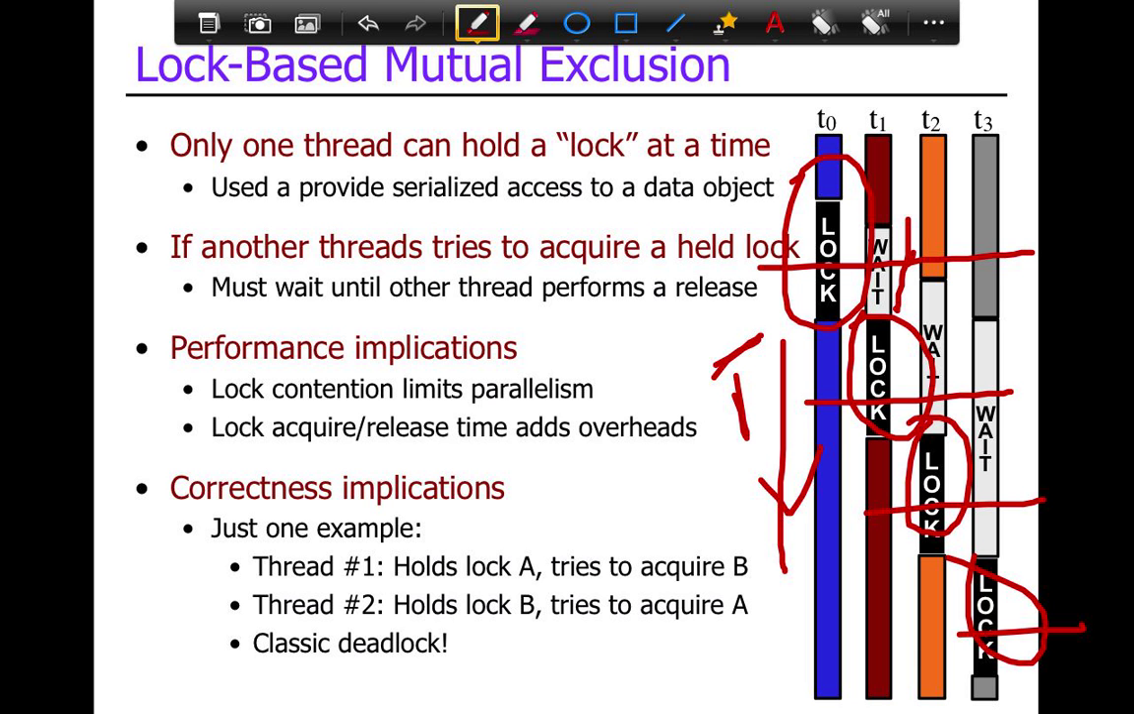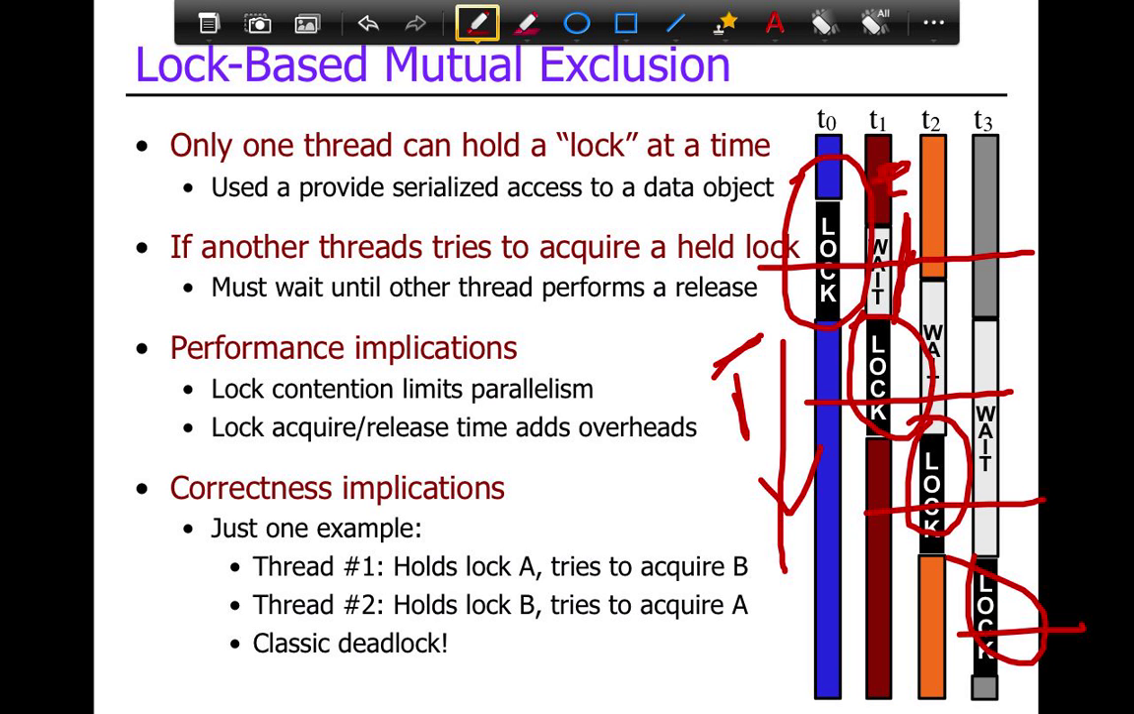So at any given instant, you notice that only one thread holds the lock. And if another thread tries to get the lock at the same time, for example, in this case, T1 is trying to get the lock at the same time as T0, then it just has to wait. So this essentially guarantees mutual exclusion, that T1 could not have the lock at the same time as T0.